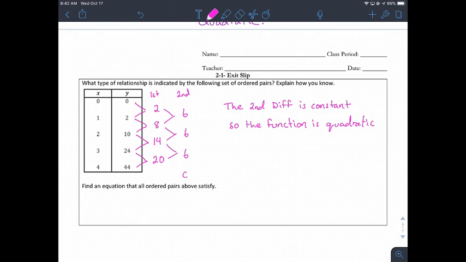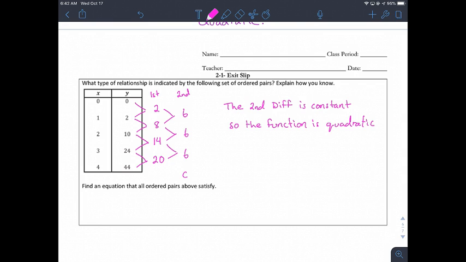Then it asks us to find an equation that all the ordered pairs above satisfy. And this is like example 4 from our notes. So we're asked to find an equation that all ordered pairs above satisfy. First off, our ordered pairs just means our x values and our y values, our coordinates. So 0, 0, 1, 2, 2, 10, 3, 24, and 4, 44 are our ordered pairs.